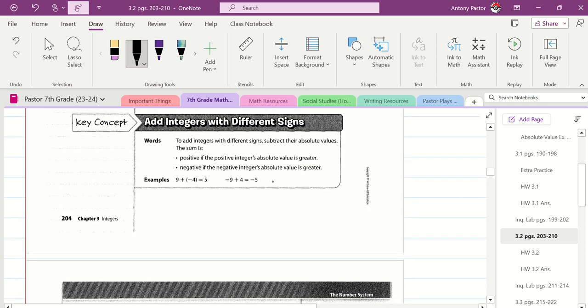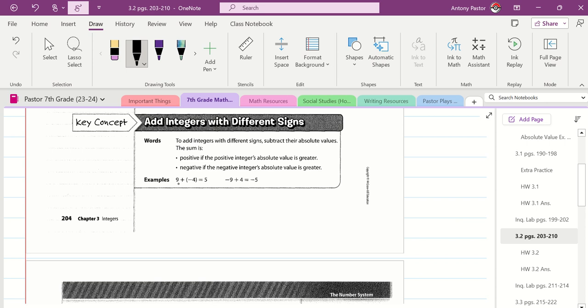Add integers with different signs. To add integers with different signs, subtract their absolute values. The sum is positive if the positive integer's absolute value is greater, negative if the negative integer's absolute value is greater. Let's put that in English.